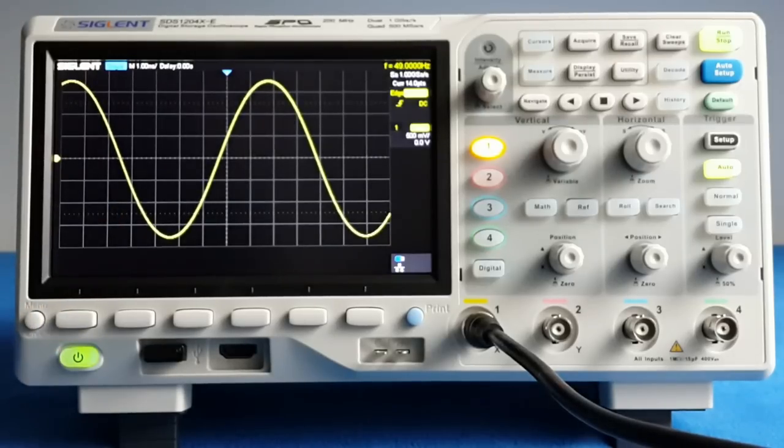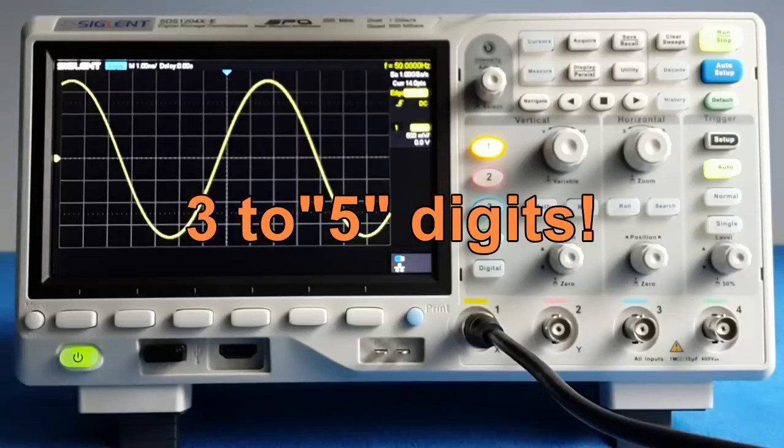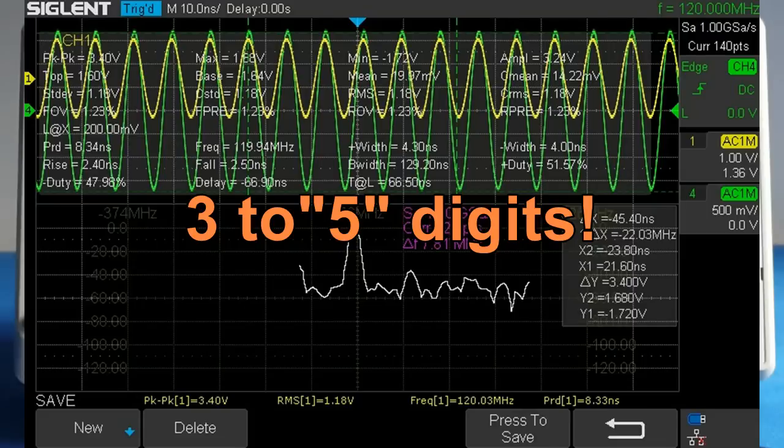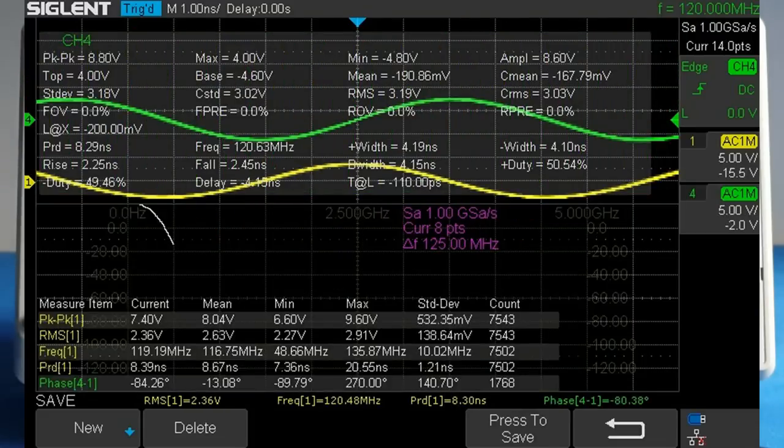Now it's stable. Something I like from this oscilloscope is the capability of the measurements. Let's remember, the wider the wave, if we can show only one wave, we get more precision on the screen.